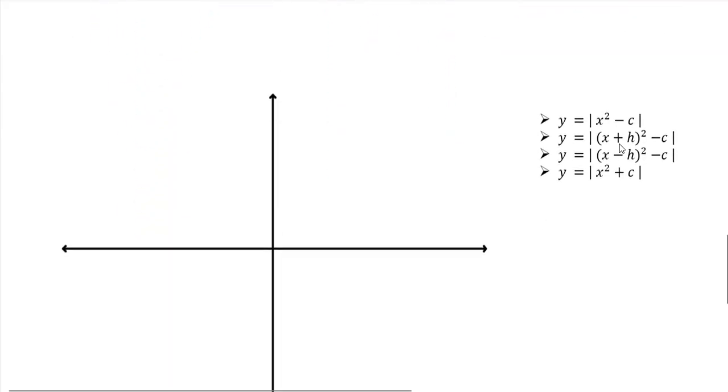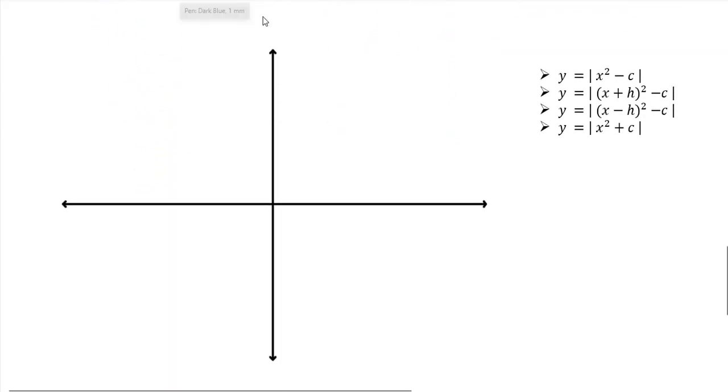Let us now see how to plot modulus graph in case of parabola. Let us consider the first equation, which is y is equal to mod of x square minus c. Again, as with mod, we'll first open the mod. We'll get two equations. y is equal to x square minus c, and the next equation will be y equal to minus x square plus c, and the entire value of y should always be positive.